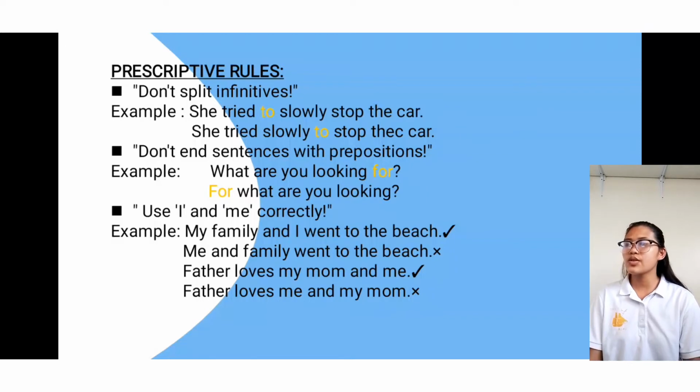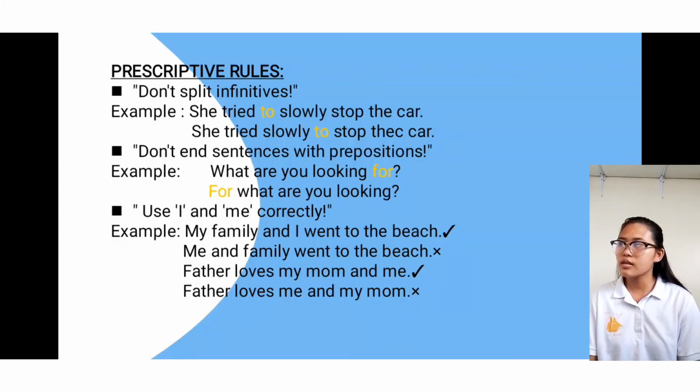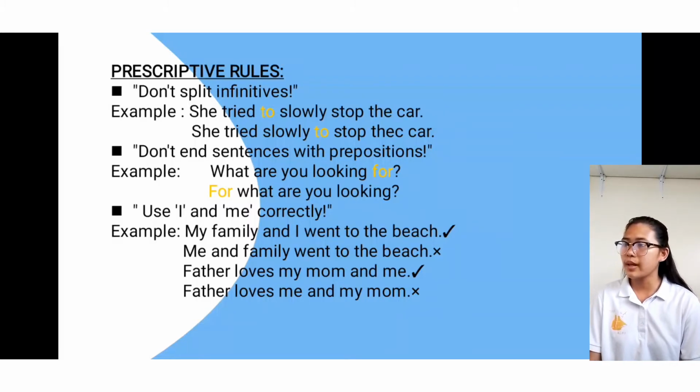Don't end sentences with prepositions. Example: what are you looking for? The word for is a preposition. This question is what we usually use when we ask someone what they are looking for, without noticing if it is grammatically correct in prescriptive rules. But the right form is, for what are you looking? So that is the right question that we should apply.